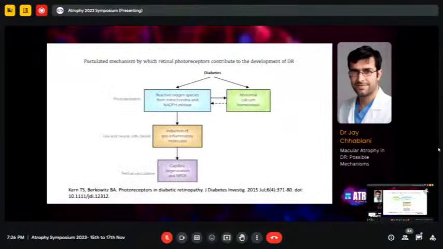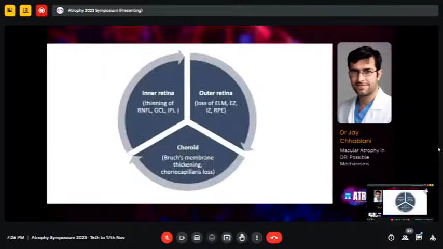This is a postulated mechanism by which the retinal photoreceptors contribute to the development of diabetic retinopathy. I'm sure many of us have seen these figures earlier, but just to reiterate, diabetes can lead to formation of reactive oxygen species, which leads to pro-inflammatory molecules, and which leads to capillary degeneration and changes of non-proliferative diabetic retinopathy, leading to proliferative diabetic retinopathy as it progresses. Let's look at various levels of atrophic changes in diabetic retinopathy, including inner retina, outer retina, and choroidal changes.